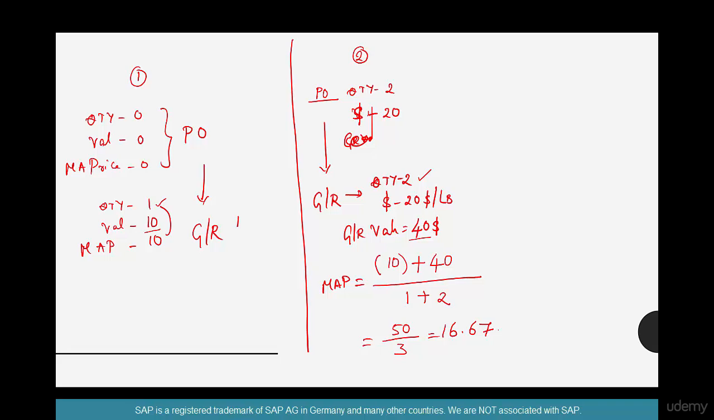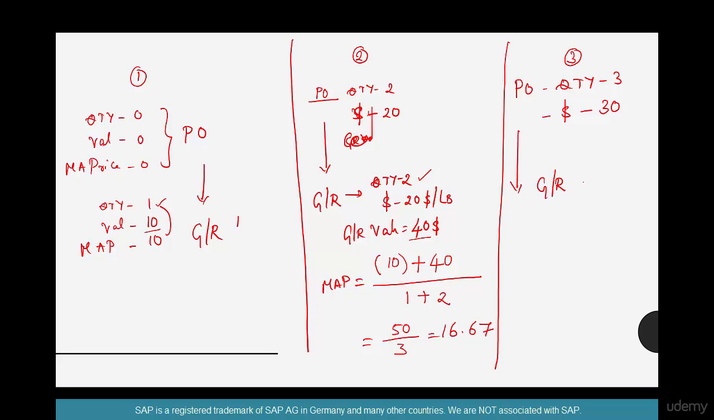Right? And now you can go on and on and on. Next time, for example, let me do one final example. Again, let's do a PO quantity of 3 at a dollar price of 30. And do a goods receipt, of course, for quantity 3 at a dollar price of 30. So the dollar GR value, meaning the total value of goods that we have received, would be equal to 30 into 3, $90.